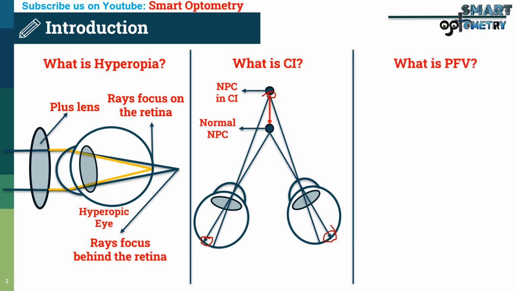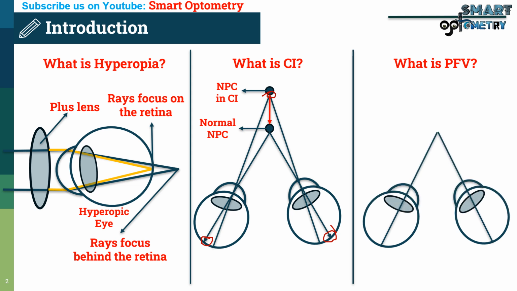Positive fusional vergence is an important eye movement that allows our eyes to converge while seeing near objects, ensuring that light focuses on the fovea of both eyes, allowing for fusion of both eye images.